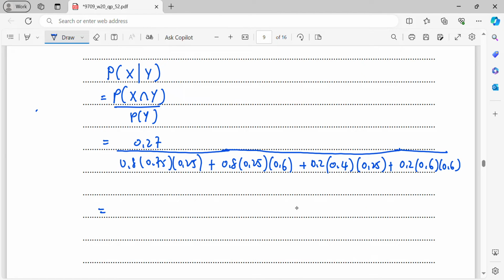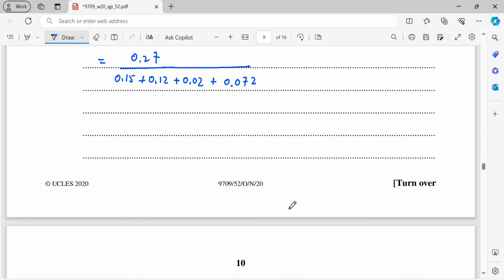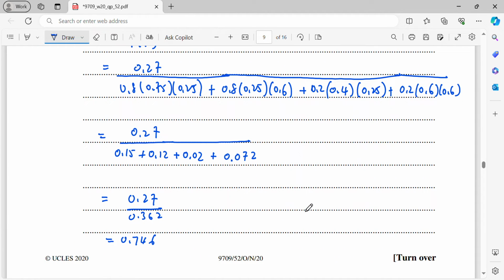So from here, you will get 0.27 over 0.15 plus 0.12 plus 0.02 plus 0.072. Then you will be getting 0.27 over 0.362, which is 0.746. So that's the solution of this question.